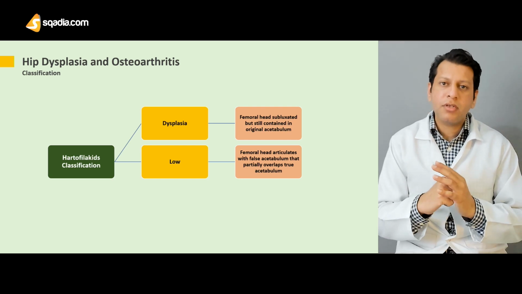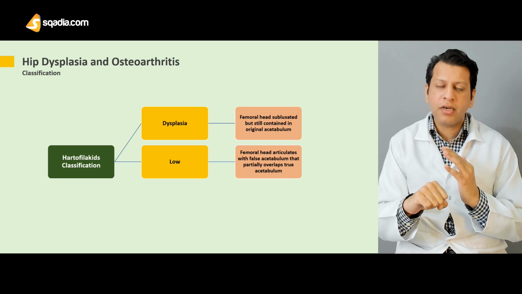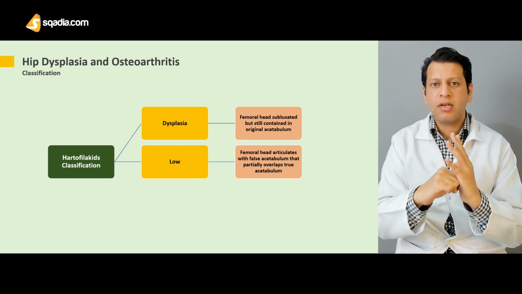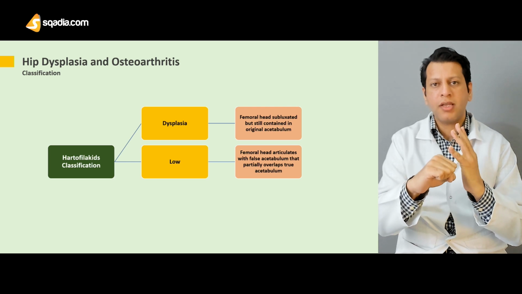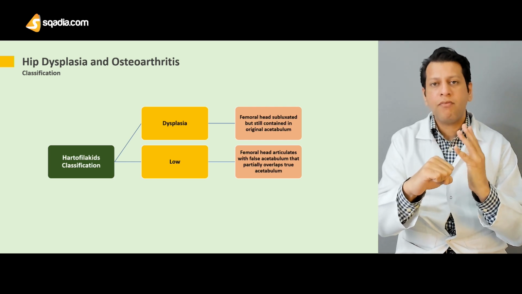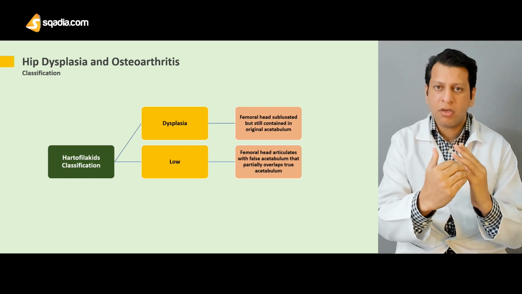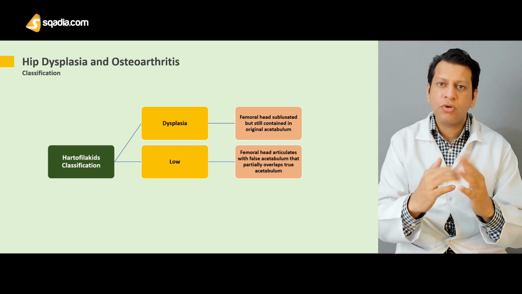Now what happens is that once the head is dislocated, it's going to move upward. But as this is the normal acetabulum, it dislocates and goes up. It can dislocate somewhere in a false acetabulum which is partially in contact with the true acetabulum. That is, it has not gone way above.